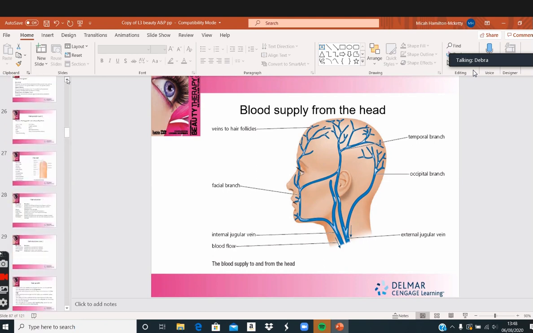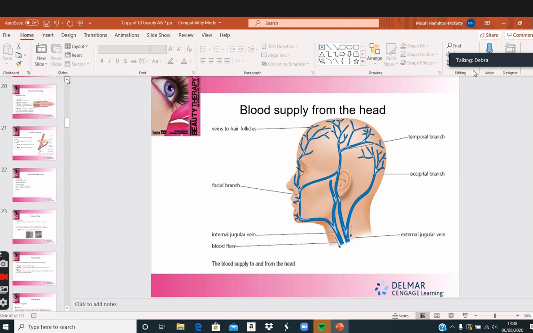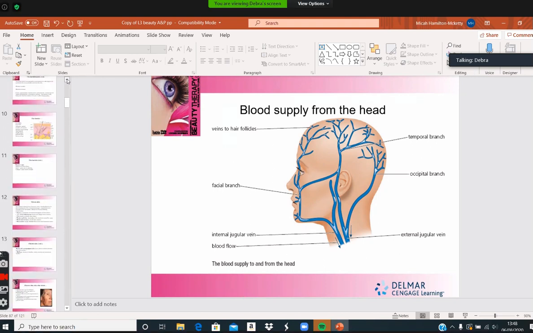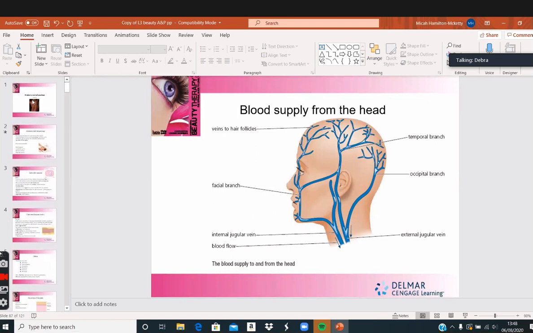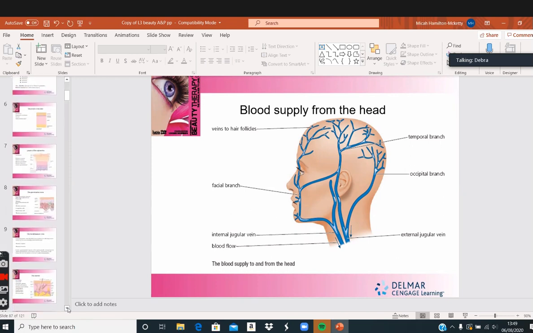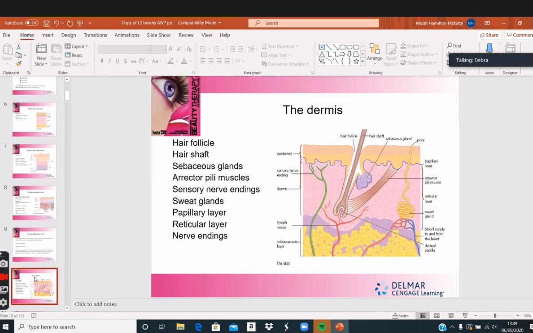So again, another one of your homework is to have a look at the heart. Again, that's in your book. It's a nice diagram, actually, showing what side deoxygenated blood enters the heart and what side oxygenated blood leaves. Right, bear with me, here we go. So can you see at the bottom of that diagram, blood supply, blue. Blood supply from the heart.